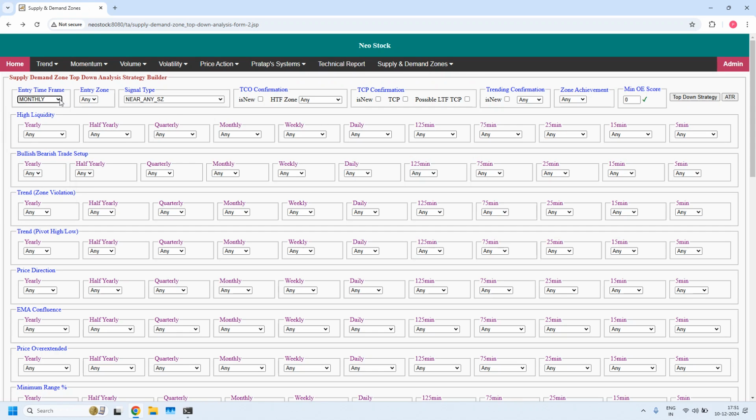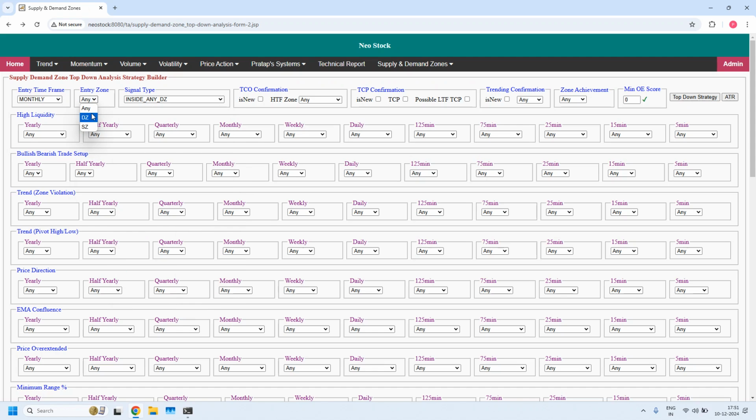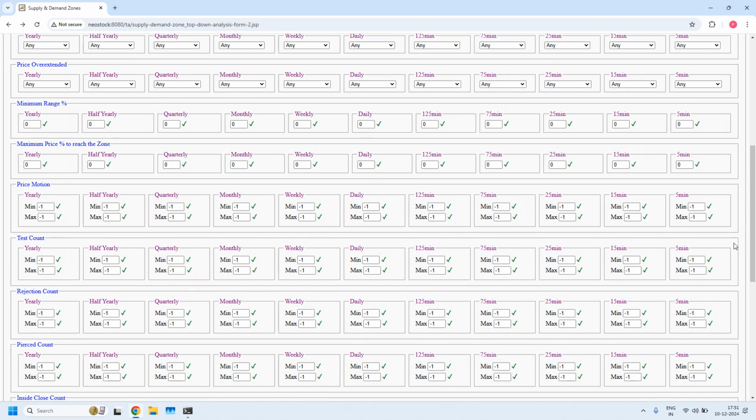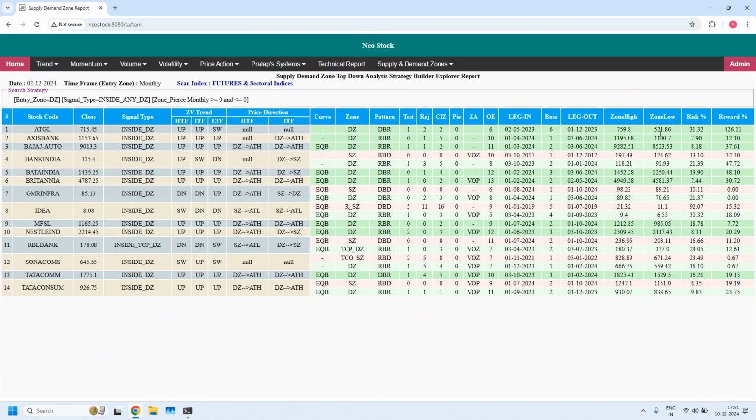Next, monthly time frame. Price closed inside monthly demand zone. These monthly demand zones should not be pierced. So in the pierced count, monthly time frame, minimum value 0, maximum value 0. With this filter, we got 14 stocks. In these 14 stocks, price closed inside the monthly demand zones.